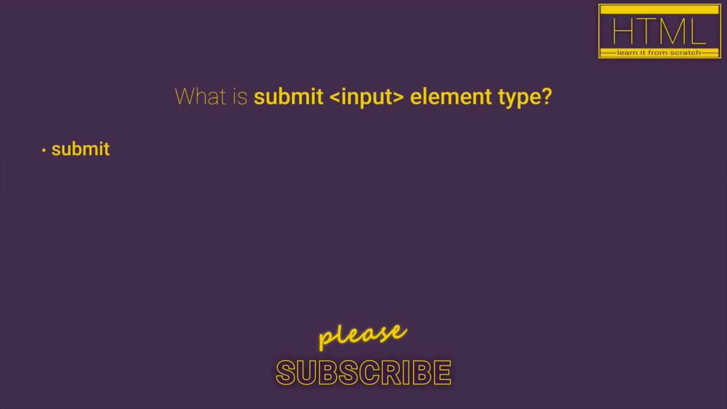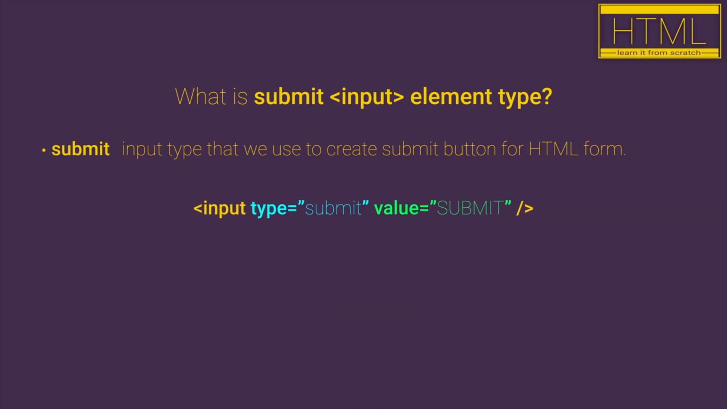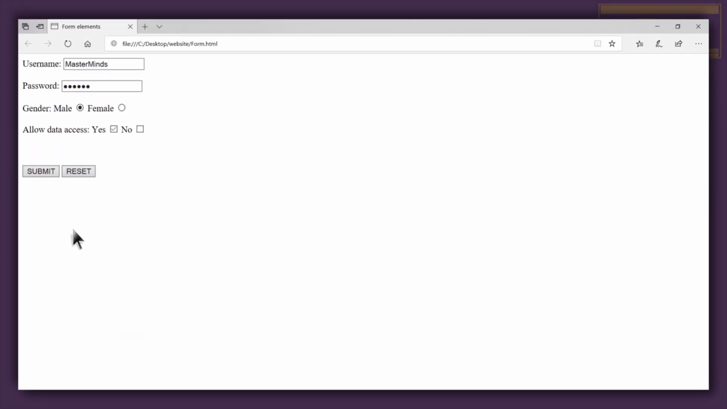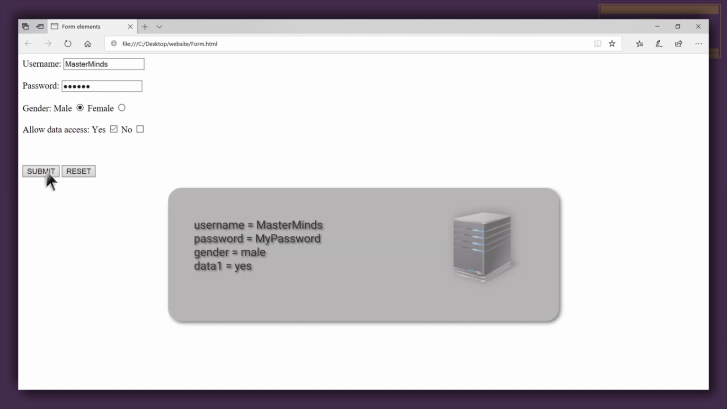Submit input type is the input type that we use to create the submit button for our HTML form. Submit button is a type of button that we use inside of our HTML form, so the user can click on it and all values from the HTML form will be taken and sent to the server for server-side data processing.